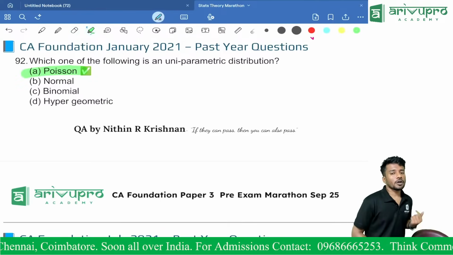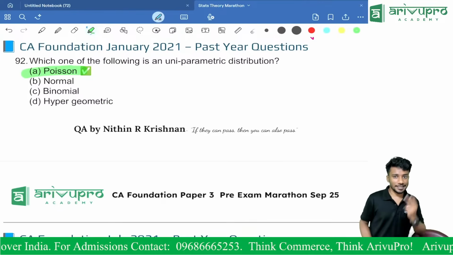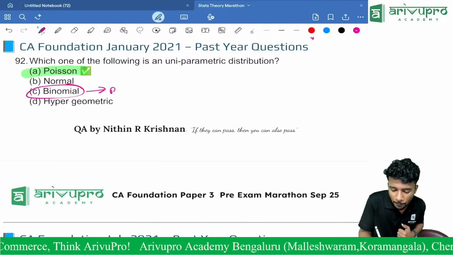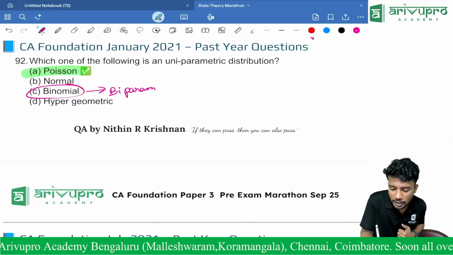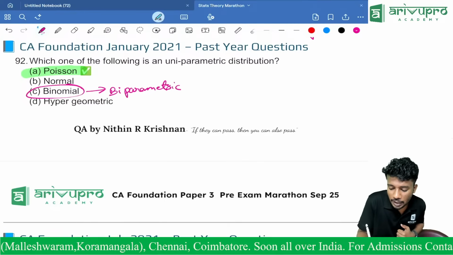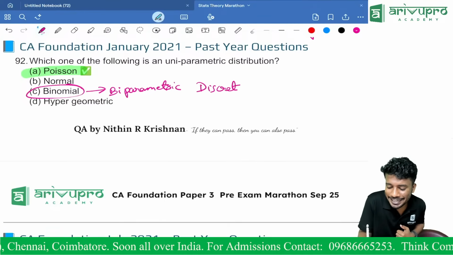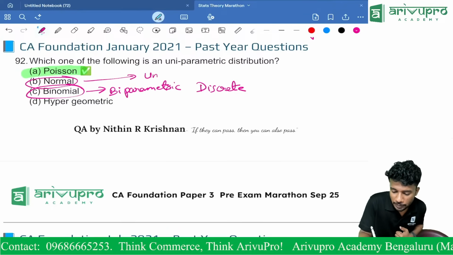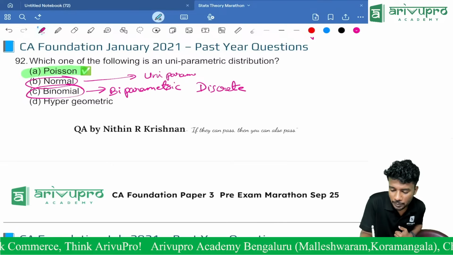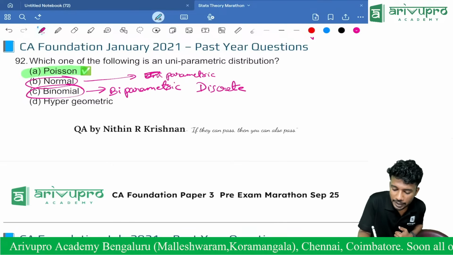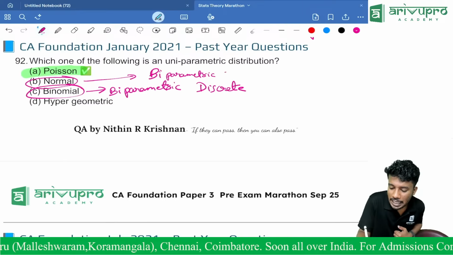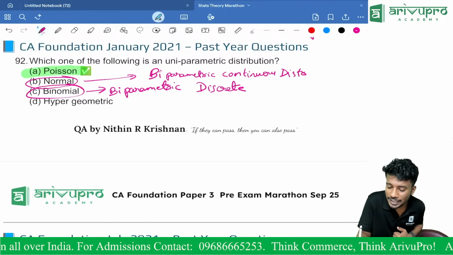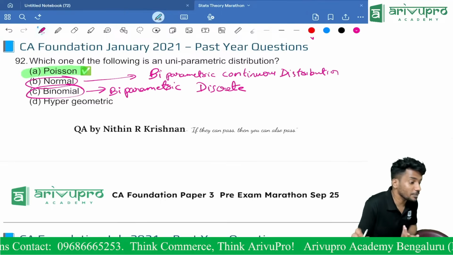Normal and binomial are biparametric. They are having two parameters. Binomial is biparametric, continuous or discrete? Discrete distribution. While normal is biparametric and a continuous distribution. Remember this, you will get a question if they are asking directly based on this.